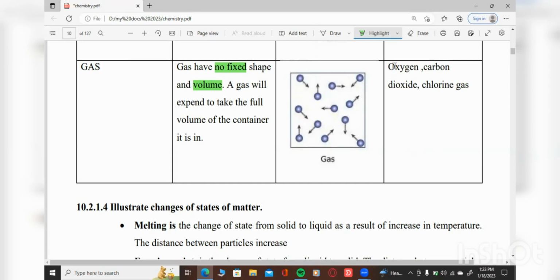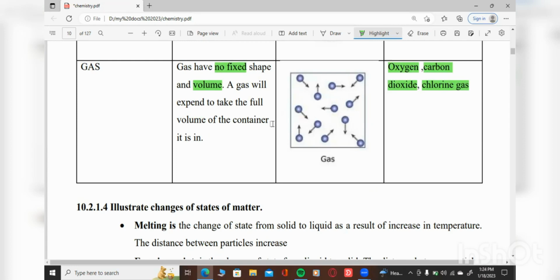Examples of gases, we have oxygen, carbon dioxide, we have chlorine gas. There's chlorine liquid and chlorine gas, right? We have hydrogen, there are a lot of gases that we can talk about. Carbon monoxide, all those are gases, right?